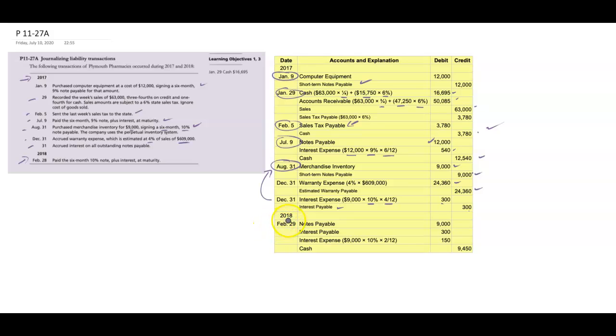And then eventually, after the year end, we finally pay off that note. So we're going to get rid of the note payable of 9,000. We're also going to get rid of the interest payable that we set up in the previous transaction of $300. And then we also have to book the additional interest from the end of the year to February 29th, so 2 more months: 9,000 note payable, 10%, and 2 months. That gives us $150. The total cash paid out for that transaction for the payoff of that note payable would be $9,450.